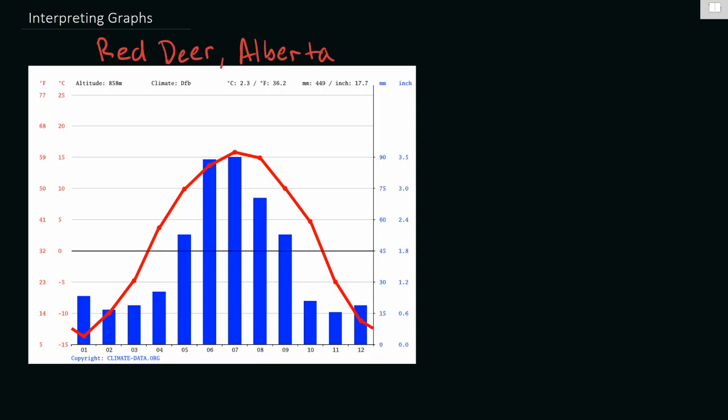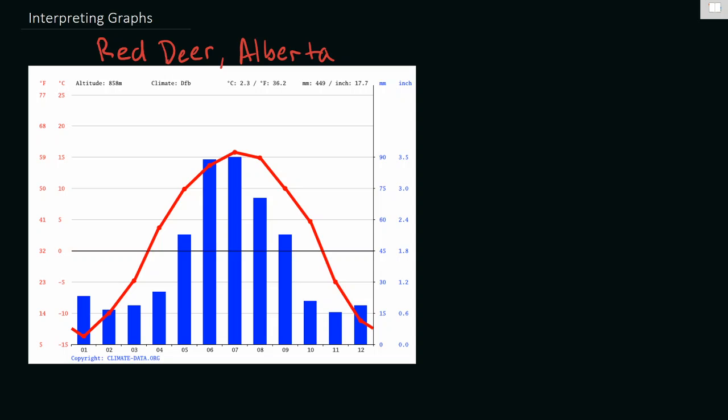Hi everyone. In this video, I'm going to show you how to interpret and analyze simple graphs and how to draw a graph for a given story or create a story given a graph. This is a fairly standard introduction to graphs at a lot of different levels. The first graph I have for you is a climatograph, as it's sometimes called, for Red Deer, Alberta. There are two different things measured here.